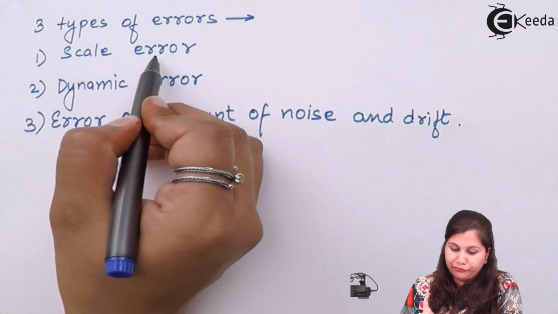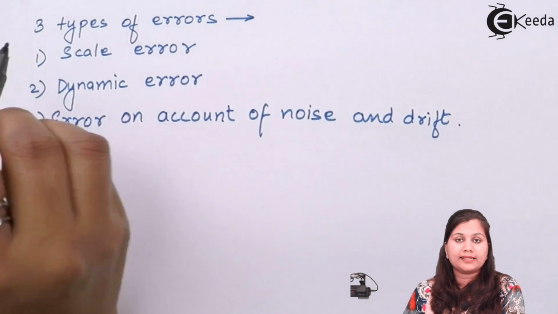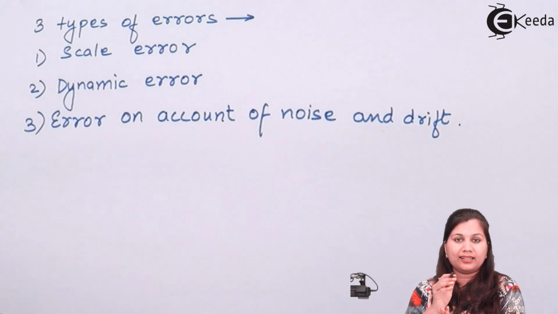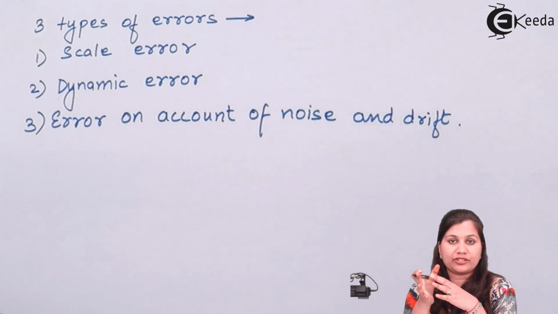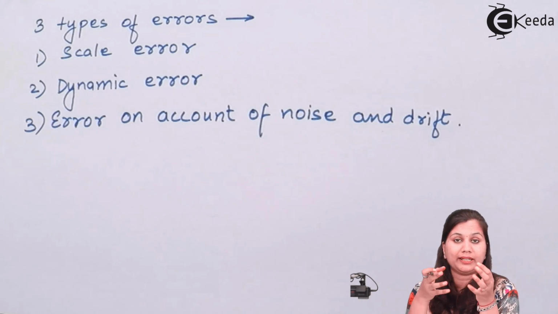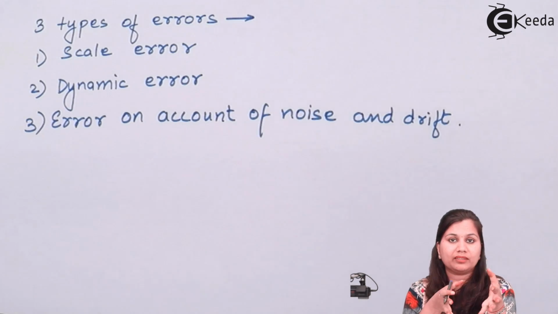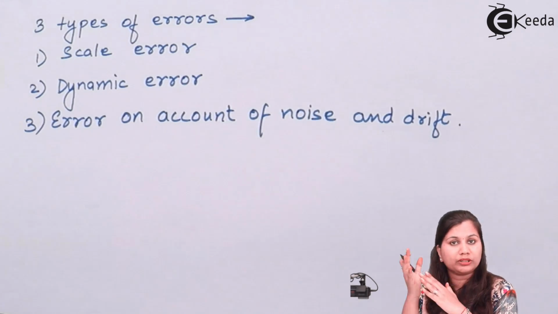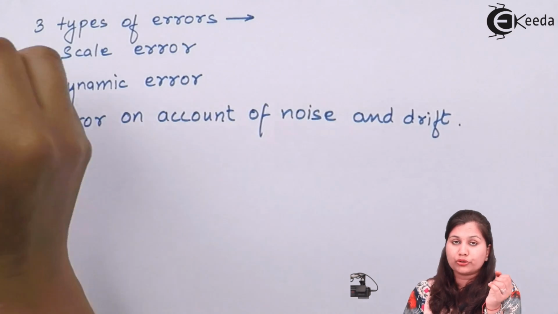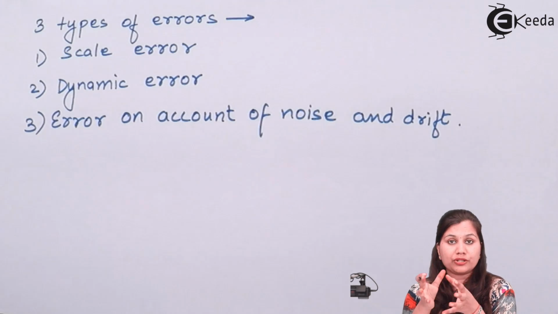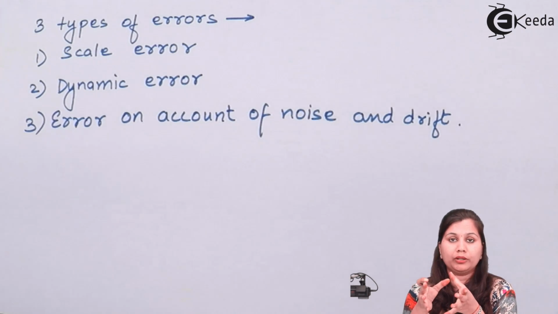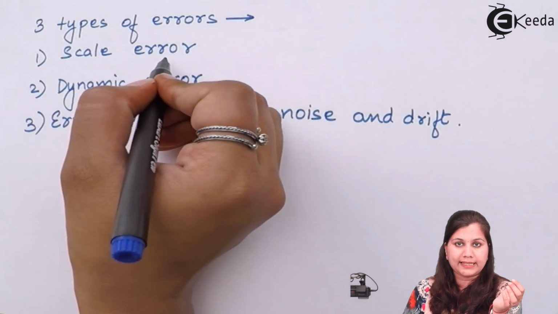Now the first type of error, that is the scale error. Scale is the part which gives us the relationship between the input and output, that is, how the output is changing, shown on the scale of the transducer. So if any changes are taking place in the relationship between input and output, that comes under the scale error.